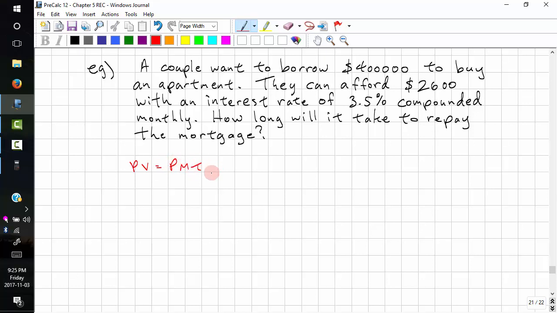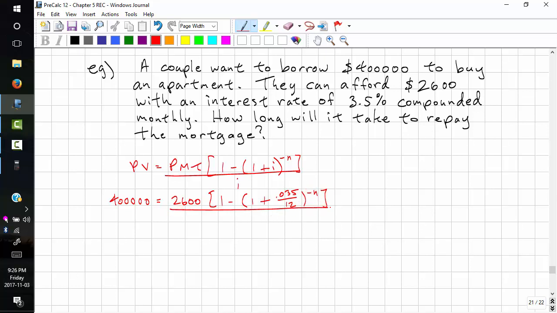It's good to write this out. It'll help you memorize it over time. 1 minus (1 plus i) to the power of negative n, all over i. Substitute our values. 400,000 equals 2,600 times, 1 minus bracket 1 plus 0.035 divided by 12 to the power of negative n, over 0.035 divided by 12.